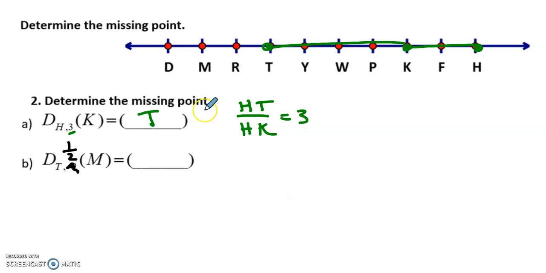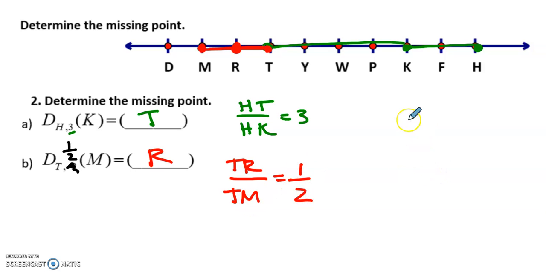All right, and for our second one, we're going from T to M as the pre-image. I want to do a scale factor of 1/2, so I need to halve the distance I already have. If the distance is 2, then my distance to my image is going to be 1, and that would put me at R. So I know from T to R over T to M, image over pre-image, that should equal my 1/2.